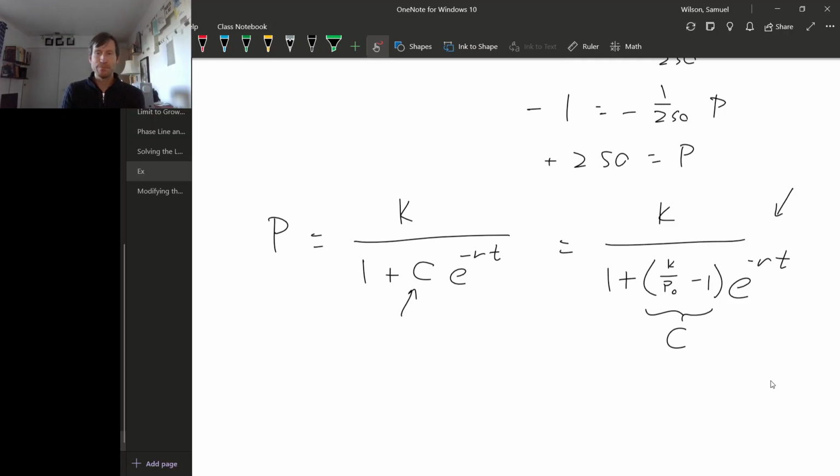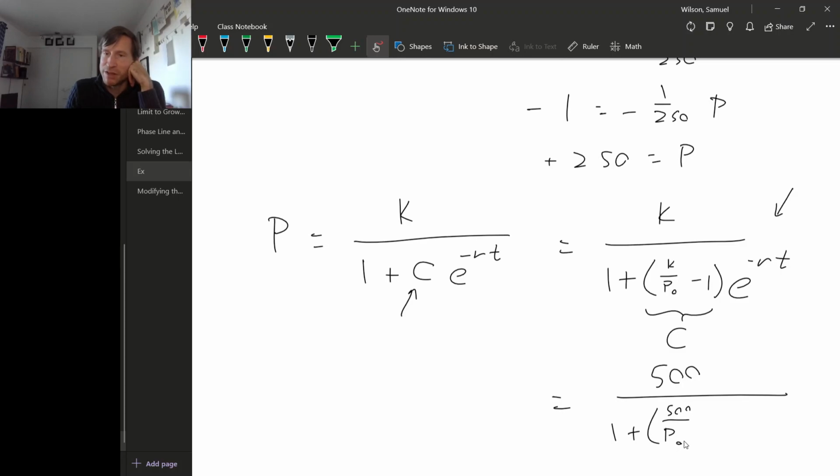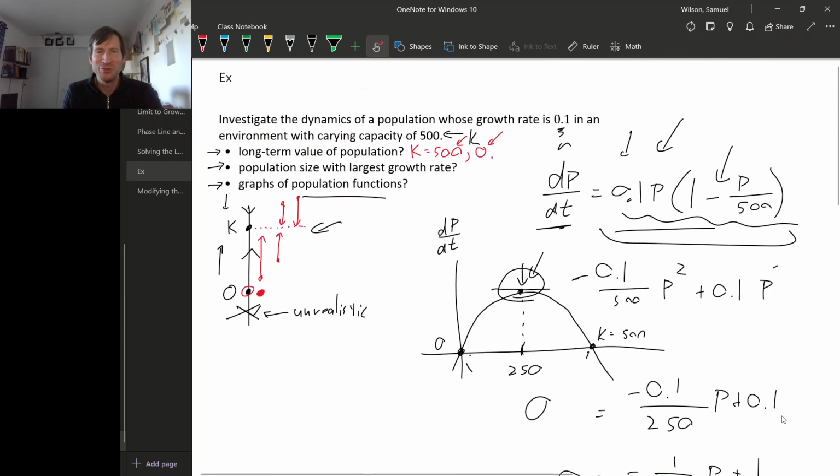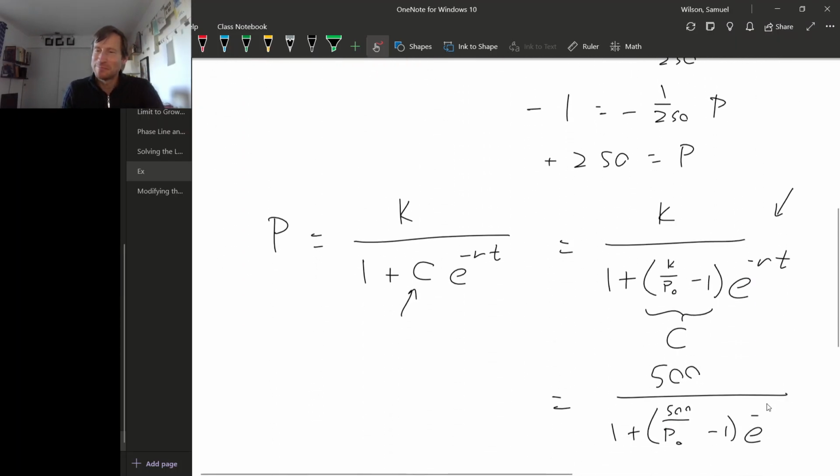Okay, so for us, remember k was 500 over 1 plus 500 over initial population minus 1 times e to the minus. Remember, r was, was it 0.1 or 0.2? I forgot. 0.1. 0.1 t. So let's put this into GeoGebra.